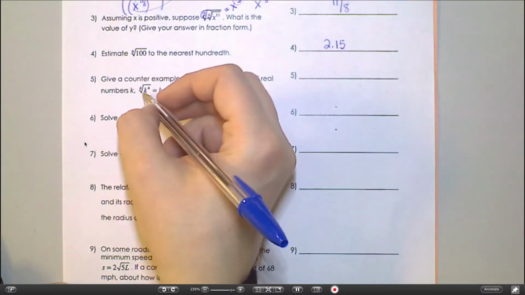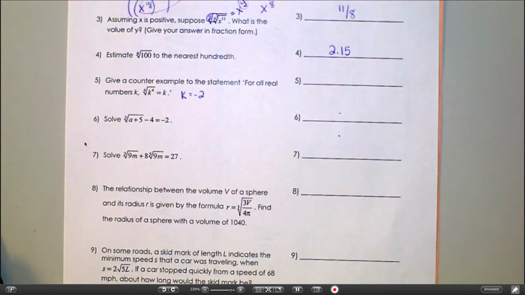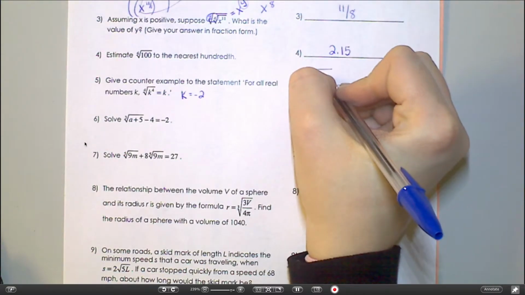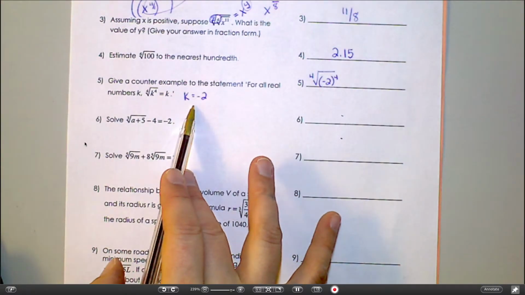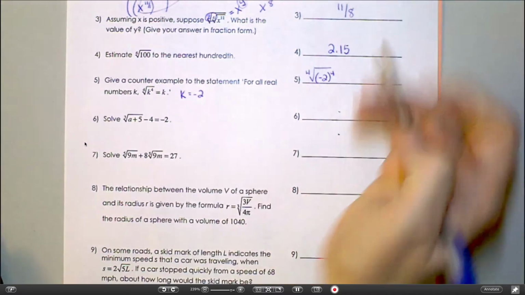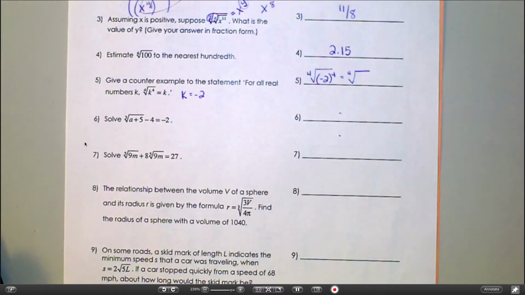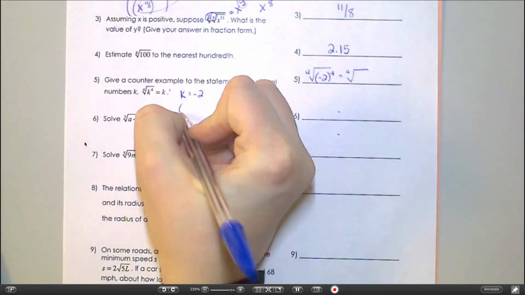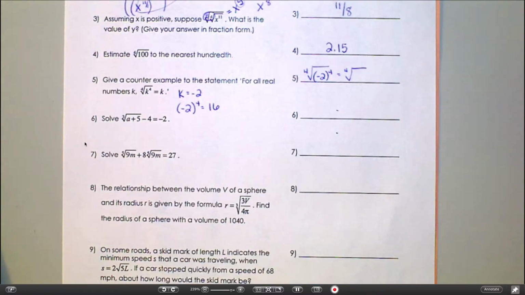So I am saying that k is equal to -2. That means that when I do the fourth root of -2 to the fourth, if this worked, it should come back out to equal -2. So let's check it out. What is -2 to the fourth power? It's not -16. I'm looking at just -2 to the power of 4. And of course you're going to remember to put that in parentheses.